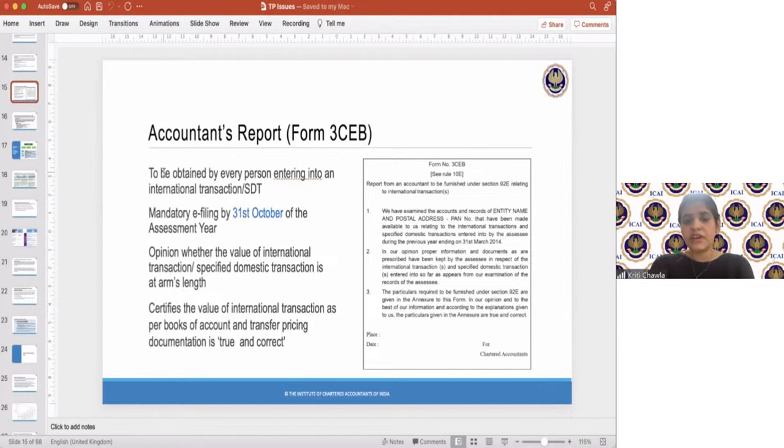This is done in e-filing manner. It's done by the 31st of October of the assessment year. So that's basically a Form 3CEB. The thing is that if you look at a Form 3CEB, it's divided into three parts.